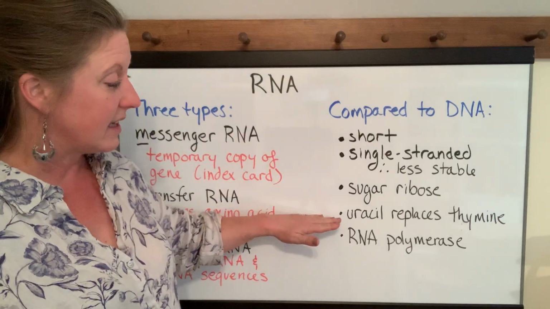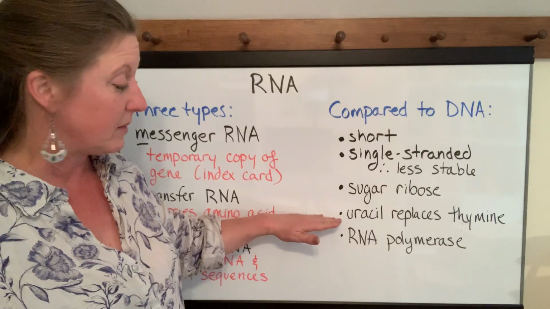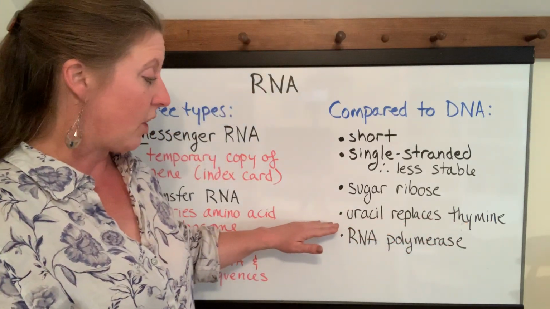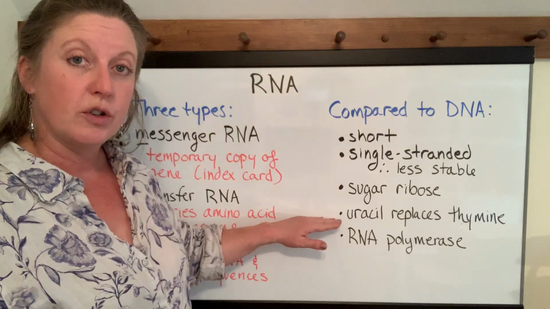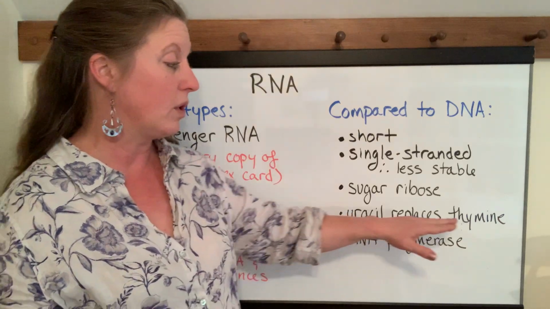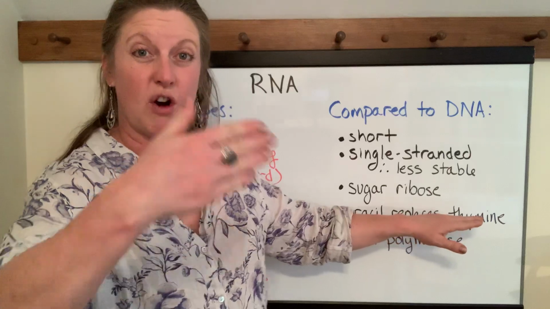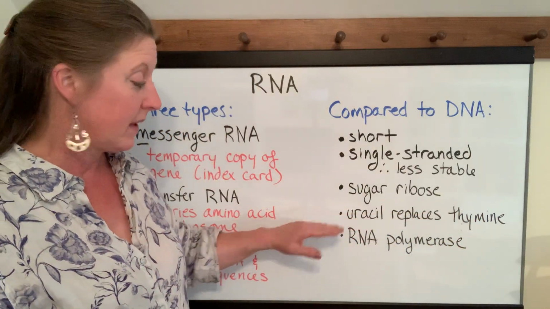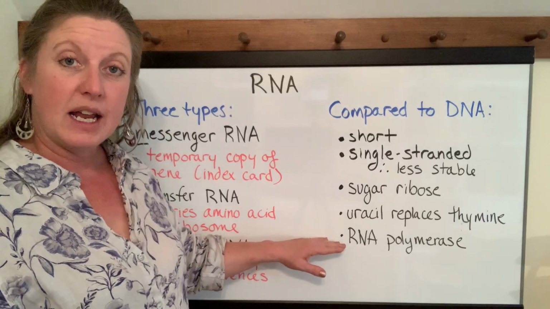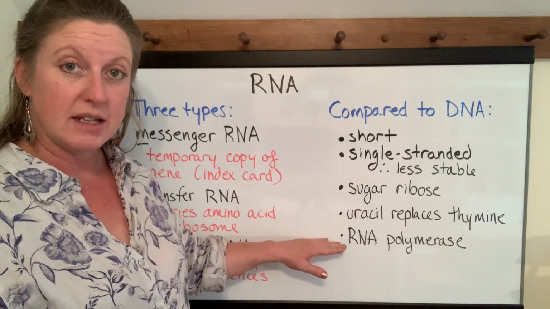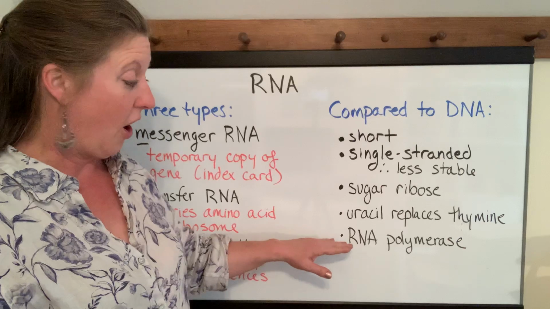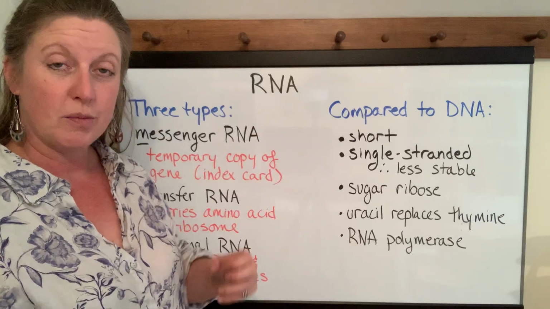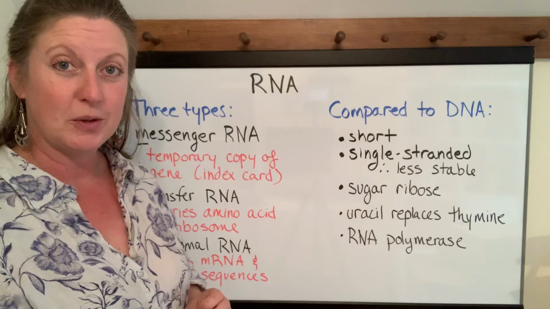So the next thing that's different about RNA from DNA is that instead of thymine, RNA uses a nucleotide called uracil. So everywhere that we would put a thymine, which means across from every adenosine, we're now going to put uracil. And finally, RNA is made by RNA polymerase, not DNA polymerase. RNA polymerase looks for the sugar ribose and puts the appropriate nucleotide in the new molecule of RNA.